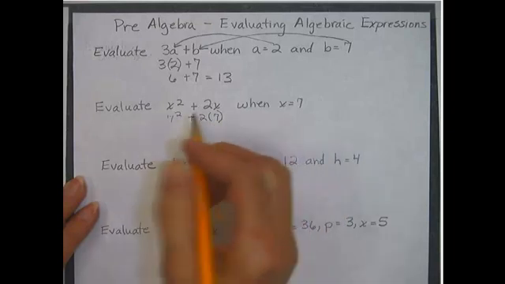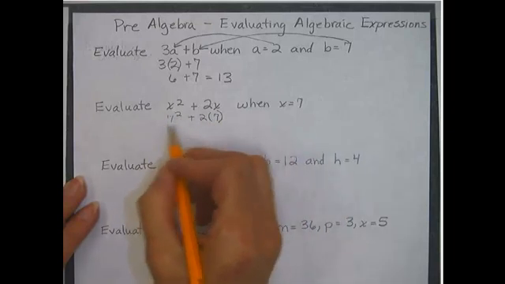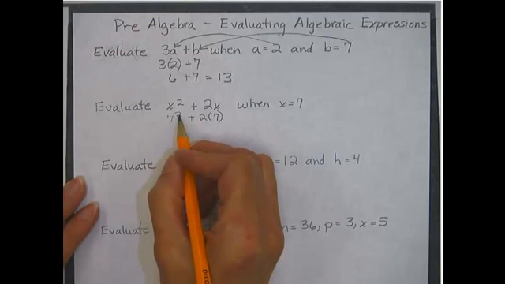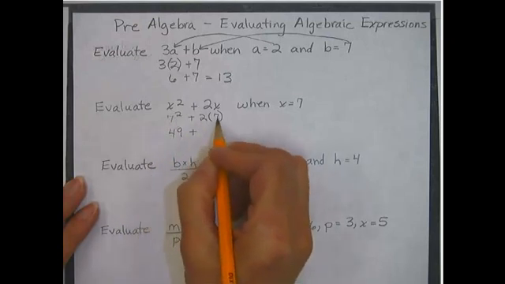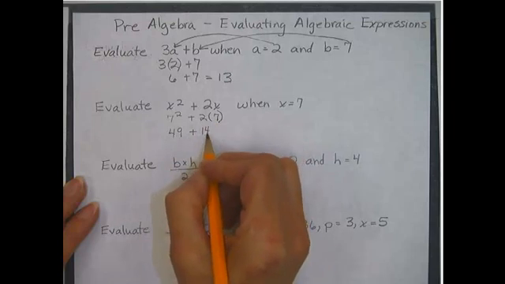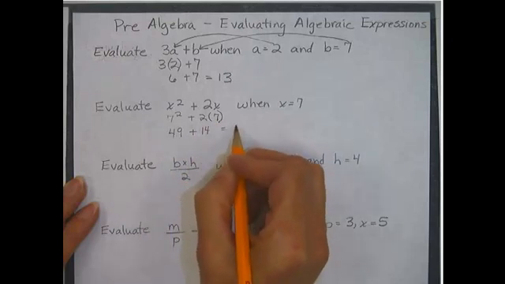Again, we've just got an order of operations problem. We're going to have to deal with our exponent. 7 squared means 7 times 7, which gives us 49, plus 2 times 7 gives us 14. When we add that together, we come up with 63.